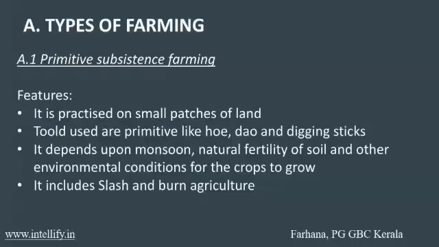First one is the primitive subsistence farming. As the name indicates, in this type, primitive tools are used, such as hoe and digging stones. And agriculture is practiced on very small patches of land. Here, the laborers are mostly from their own family or community. Since they are not using any irrigation method, the best and cheapest way to get water is in monsoon. So this type of farming mainly depends on monsoon and other factors like fertility and environmental condition. Slash and burn agriculture is a type of primitive subsistence farming.